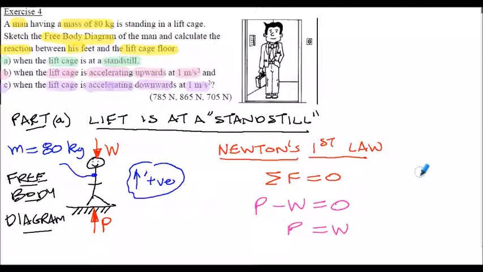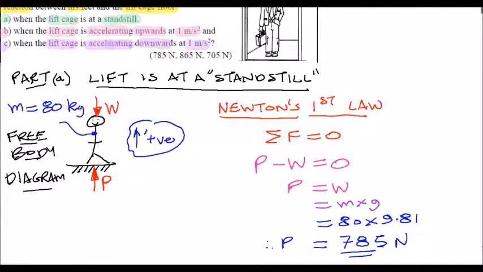All I do now is calculate the weight force using the mass given in the question of 80 kilograms and multiplying that by the gravitational acceleration, g, which we assume to be 9.81 meters per second squared. So force P, the reaction from the floor on the man, is 785 newtons. In other words, that's equal to the weight of the man.